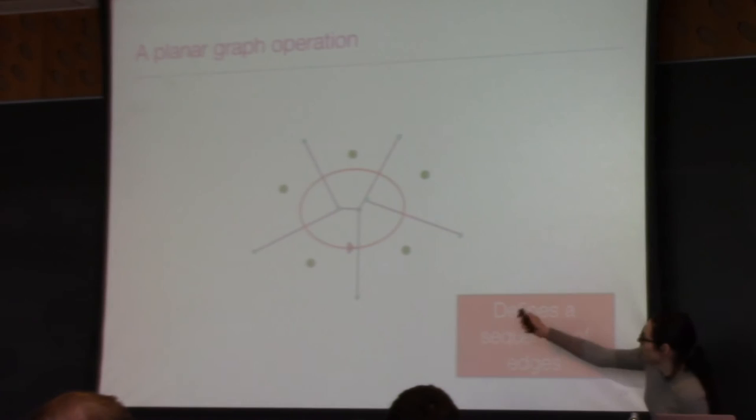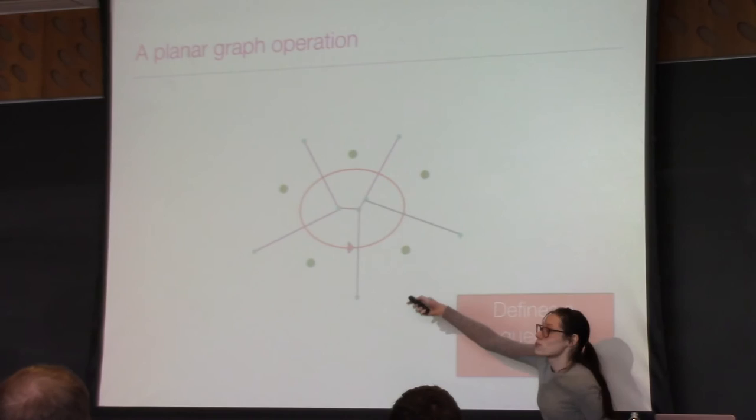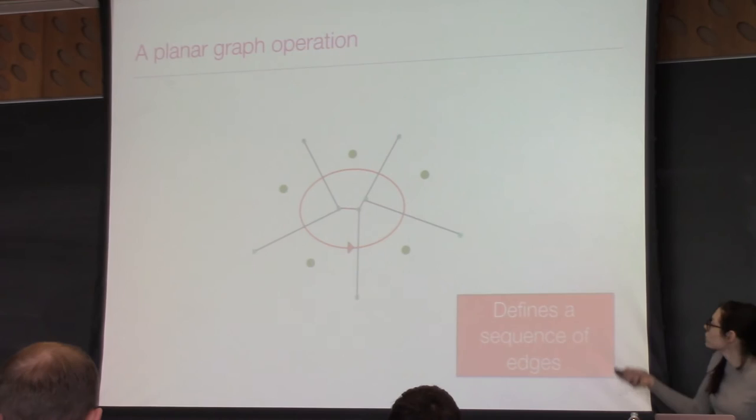Can you see the color change at all? Okay, so the first one is this bottom one here. Second one would be the next one if we just follow the curve. And then we would be able to proceed around the whole thing for every intersected edge.